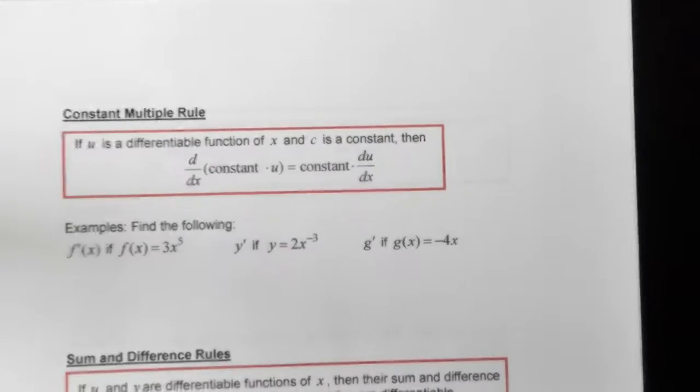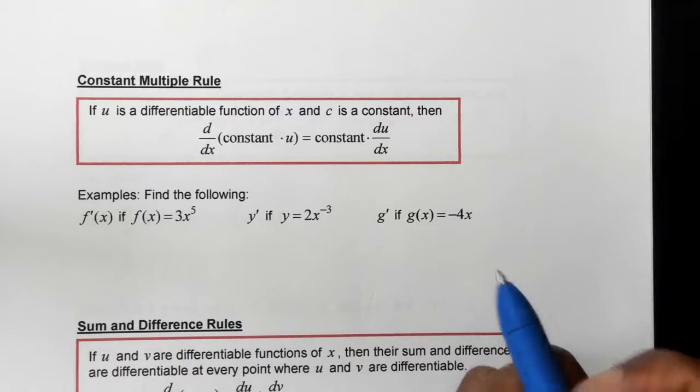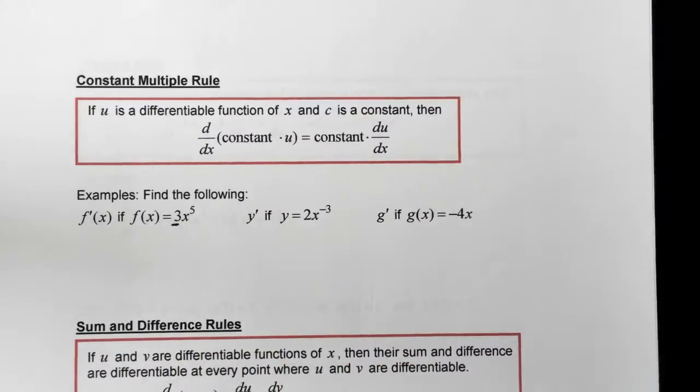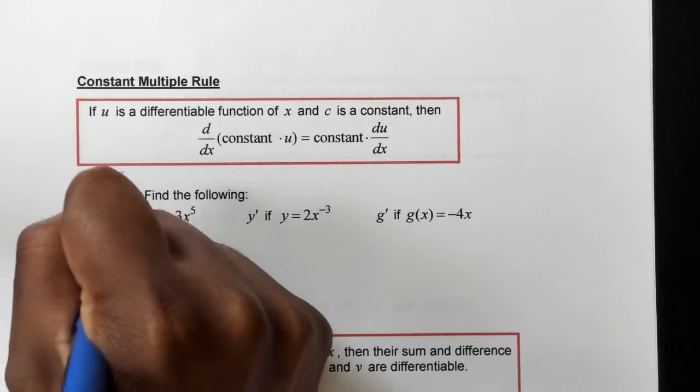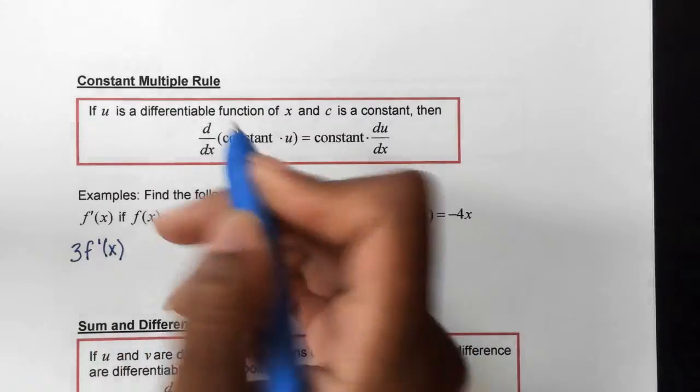So our next rule is if we have a constant times a function. So if u is a differentiable function of x and c is a constant, then the derivative of the constant times u is equal to the constant times the derivative of u. So for example, if we want to find f prime of x, and f of x is 3x to the 5th, 3 is our constant, so we'll take out the 3, and we're going to multiply it by the derivative of x to the 5th.